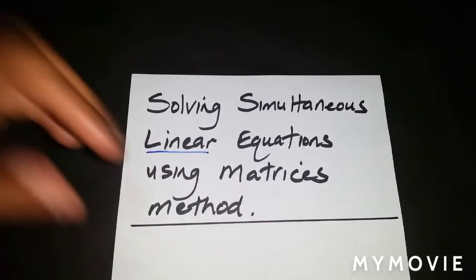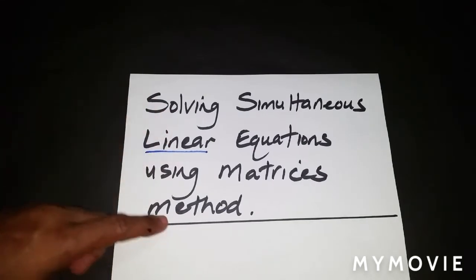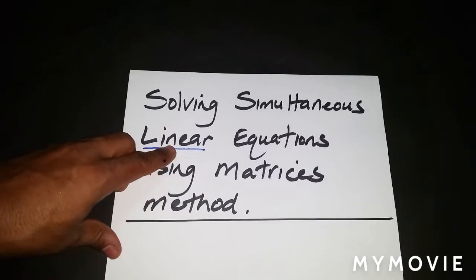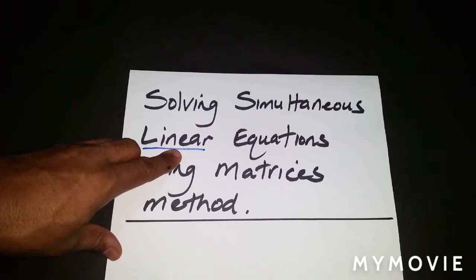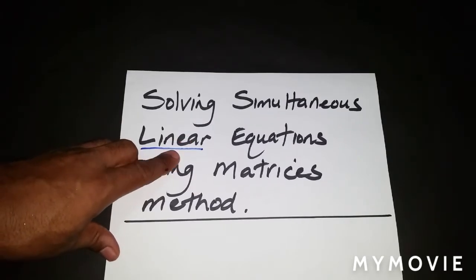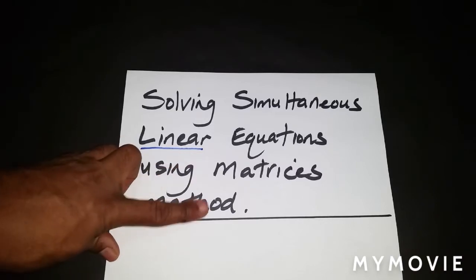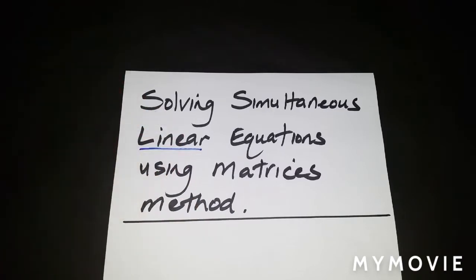Again, we're looking at solving simultaneous linear equations using matrices method, and we're focusing on solving two equations that are linear. If any one is not linear, then matrices method cannot be used. So we're pointing that out.